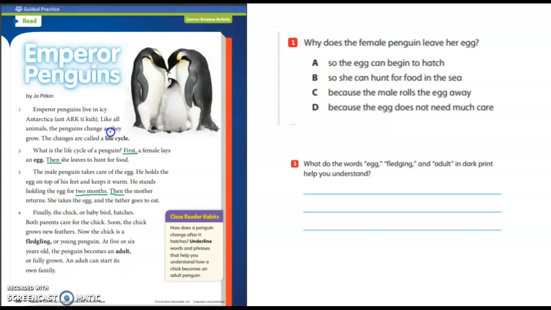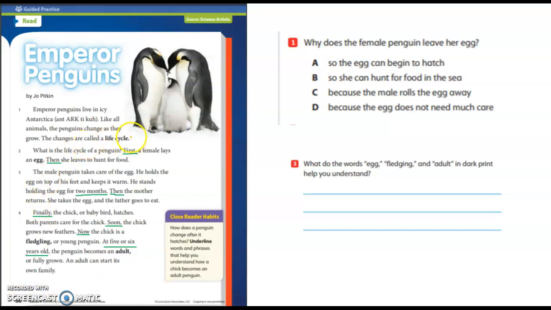Before we talk about these key words that are in bold, I want you to identify the sequence words in paragraph 4. You probably said finally. The word finally tells us that's what's happening at the end. That's what's happening last. Soon the chick grows feathers. Now the chick is a fledgling. And then at 5 or 6 years old, the penguin becomes an adult, or fully grown. So lots of sequence words there.